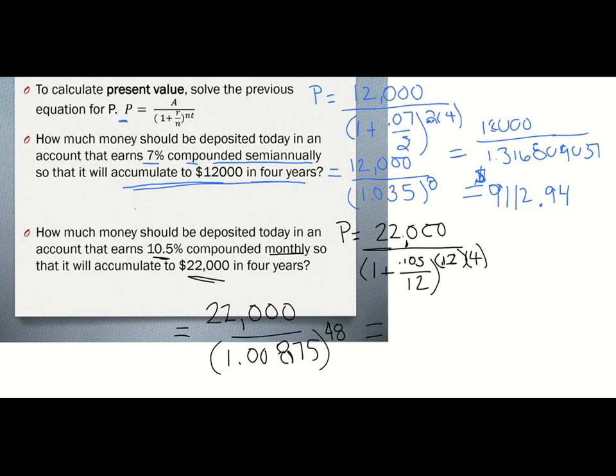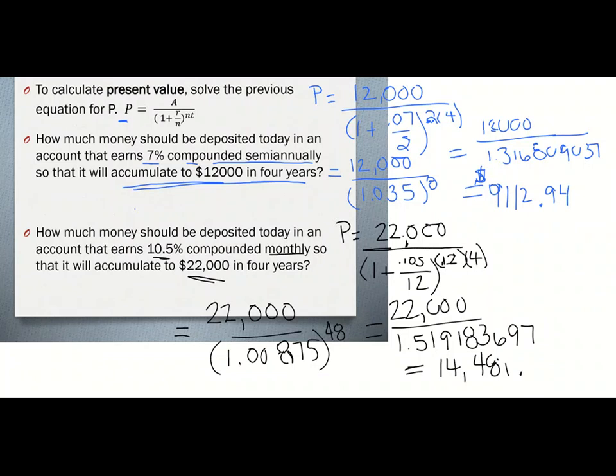So now I have 22,000 divided by 1.51918367, and when I do the division, I end up with, for my final answer, $14,481, and my money is 0.461, but again, because we're finding principal, we always round up, so we'll make it 47 cents.